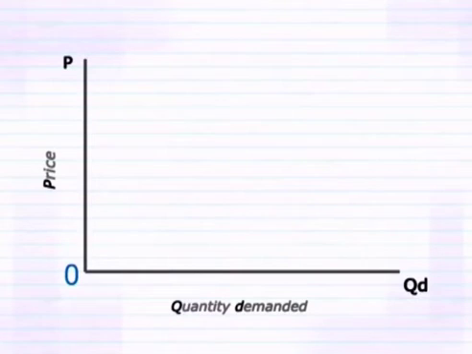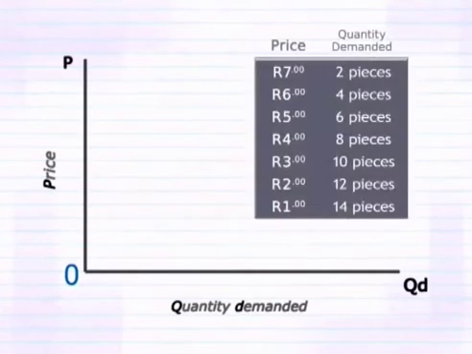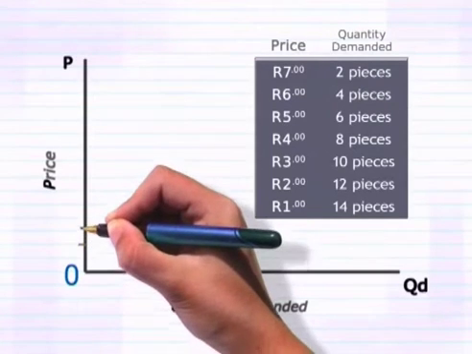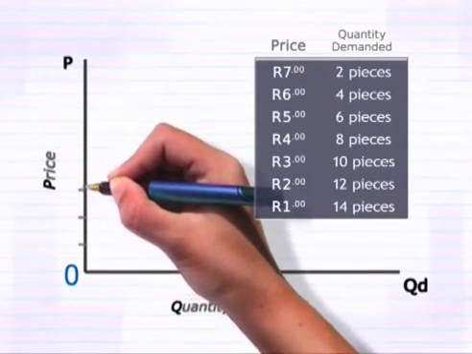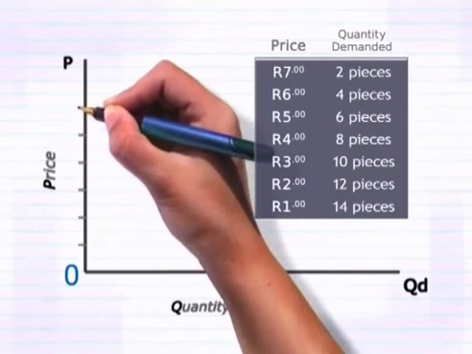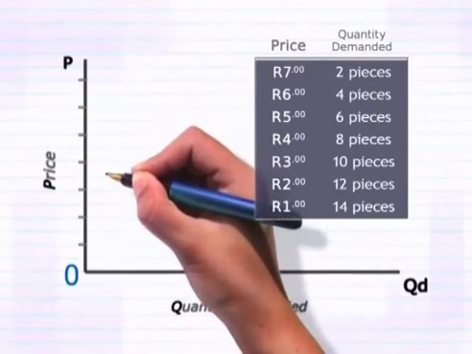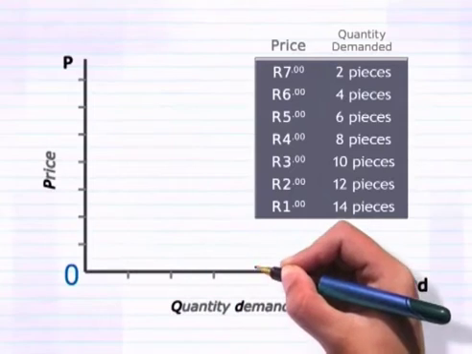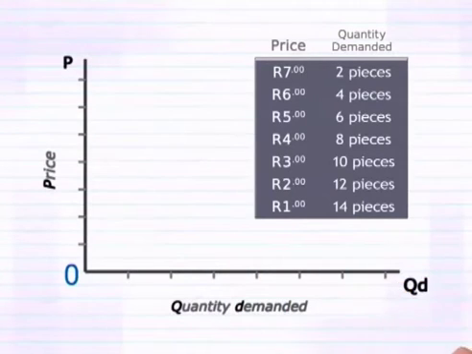The next step is to indicate the price and quantity demanded intervals on each axis. From the table, we can see that there are 7 different sets of figures, and so we indicate 7 equally spaced intervals on our axes. So that's 1, 2, 3, 4, 5, 6, and 7 intervals. And the same again for the horizontal axis.